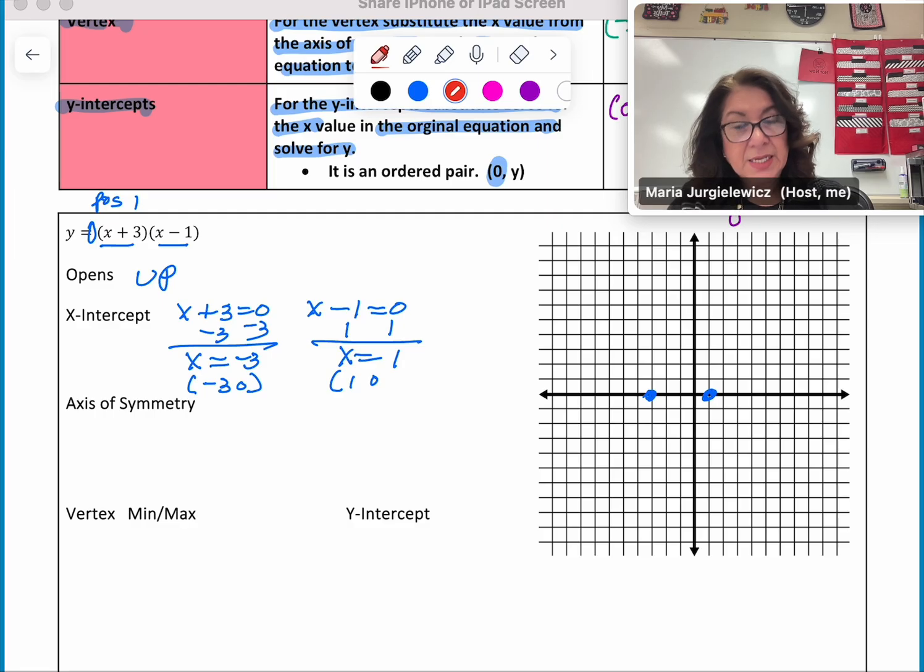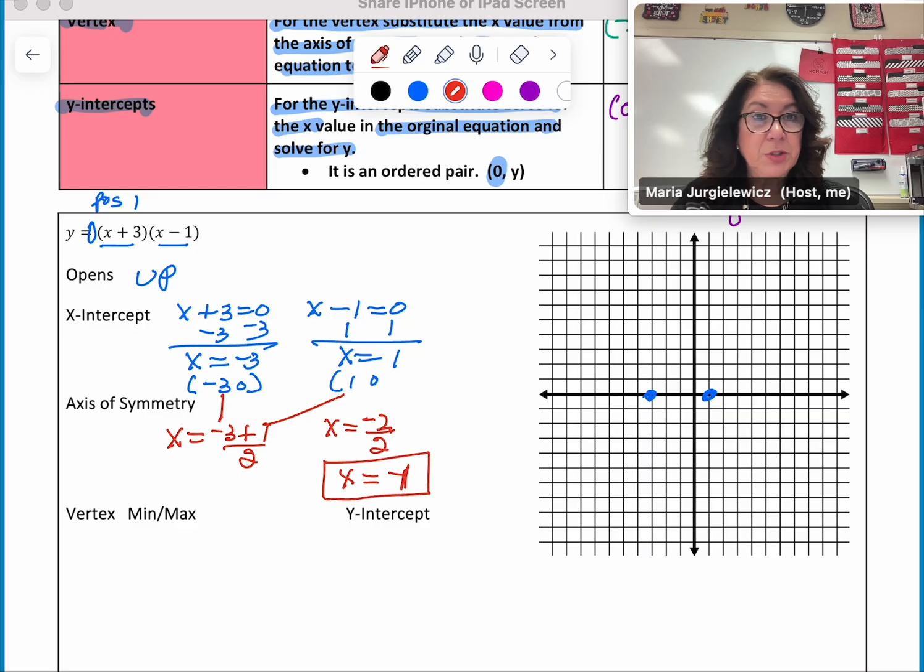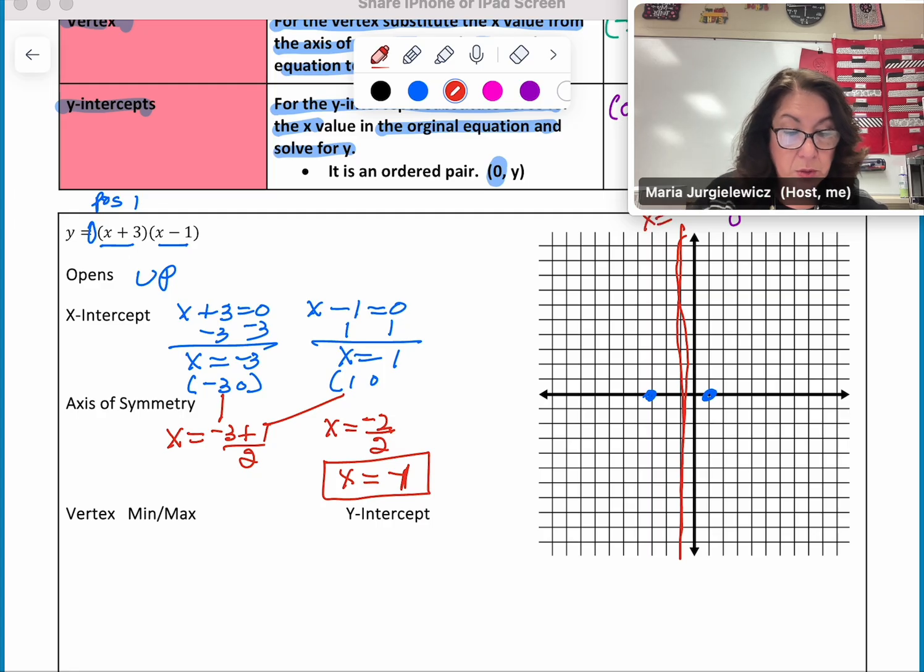Then I need to find the axis of symmetry. The axis of symmetry is going to be x equals, and we're going to take these numbers right here and add them and divide by 2. So negative 3 plus 1 is a negative 2. Negative 2 divided by 2 is a negative 1. There's my axis of symmetry. That's how I have to write it. It's an equation. That means that this line right here going through negative 1, it's right smack in the middle between those 2 dots. Okay, that's what we're looking for.